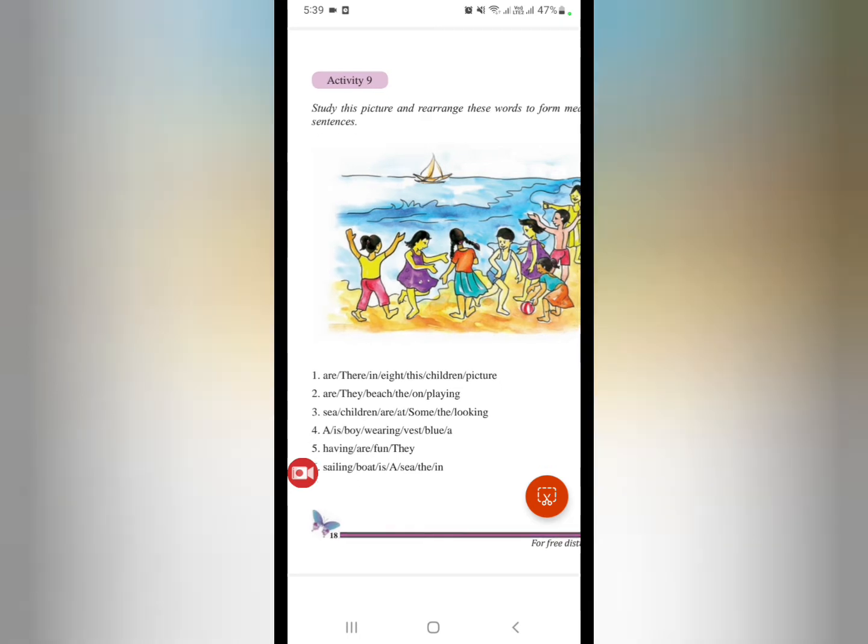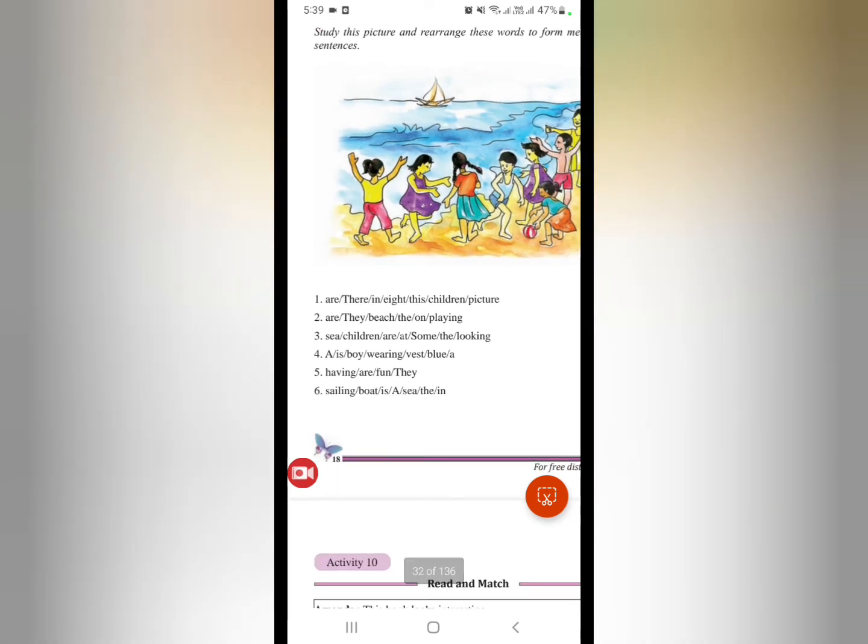Only that many sentences. Now we'll arrange these sentences as meaningful sentences. They have given the first one: there are 8 children in this picture. Now if you start to write a sentence, the first word of that sentence, the first letter of that word, should contain a capital letter. If you want to write a sentence, there should be a first word in that sentence. If you want to write a word, there should be a first letter in that word.